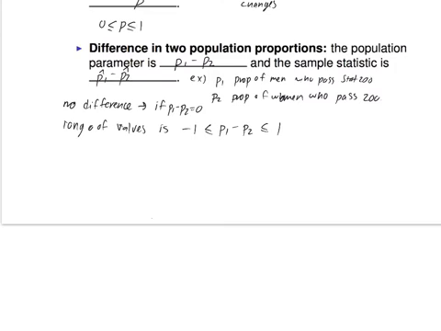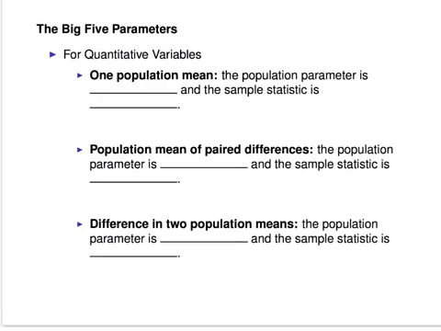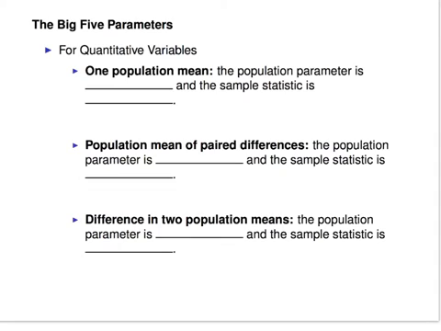Can I go to quantitative stuff now? Okay. So for quantitative variables, we're going to look at means. The basic situation is one population mean. What was the fancy Greek letter we used for mean? Mu. I love that word. It sounds like a cat, doesn't it? Ew, so cute.